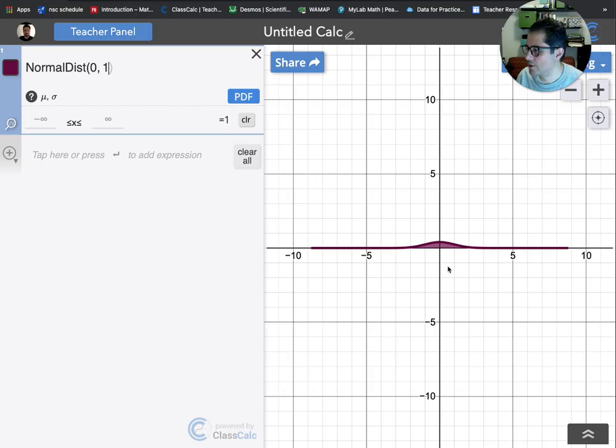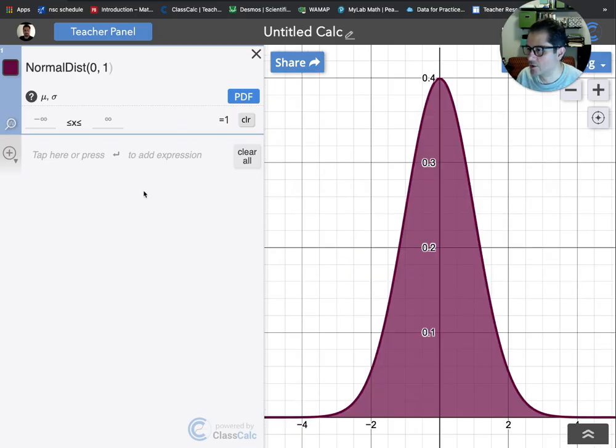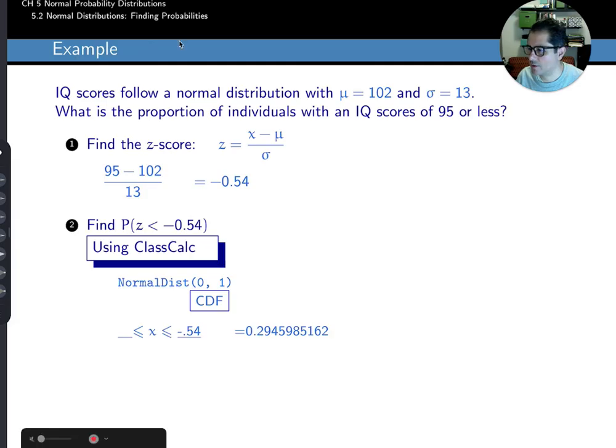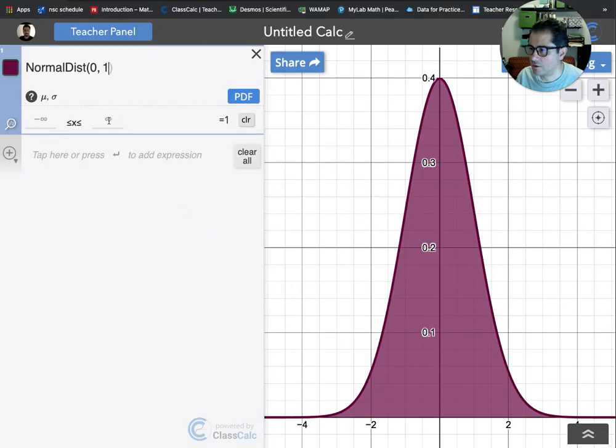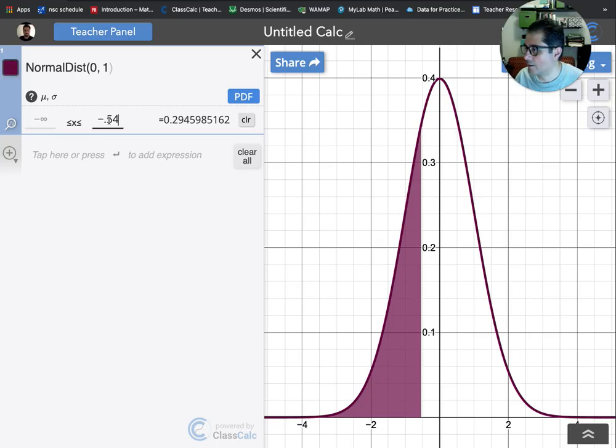And if you want to see the picture here, remember you can click on this magnifying glass, and it gives you that picture. I want it to the left of, let's check. I wanted this to be to the left of negative 0.54. So you type here a negative 0.54 on the right side. You leave it blank here, and I didn't type a negative infinity. If you leave it blank, it will fill with negative infinity.